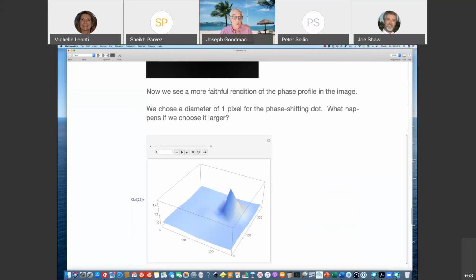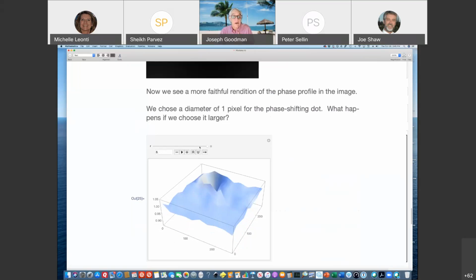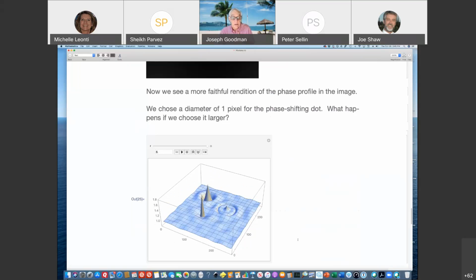There's a little computation that's got to go on here. Increase it a bit more. 1.5 radius, so 3 diameter. 4 diameter. You see there's beginning to be a depression around the big pyramid. And that gets pretty bad if we go all the way to the end here and look at, you can see that the big pyramid has kind of disappeared. And that's for a radius of 6 pixels for the phase shifting dot.